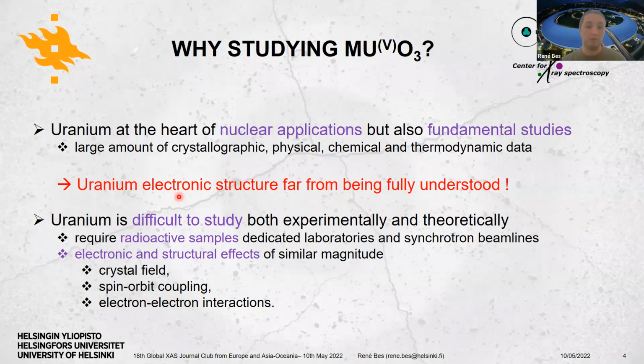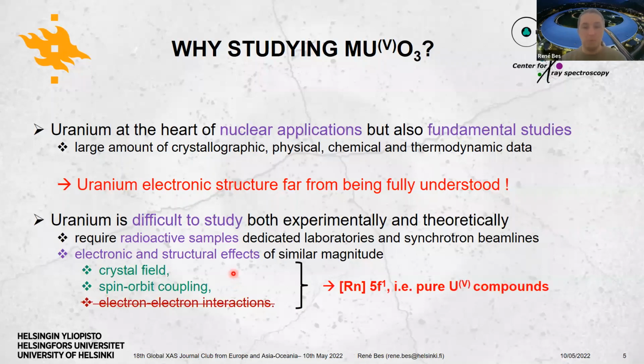And from the electronic and structural point of view, uranium is complicated theoretically, because crystal field, spin-orbit coupling, and electron-electron interaction in the uranium orbitals have similar magnitudes. So when you want to study such an element theoretically, it's very expensive in terms of calculation power, and very difficult to study this way. That's why we need more and more data in order to develop more accurate calculations and understand better why it has such properties, especially the 5f electrons' behavior.